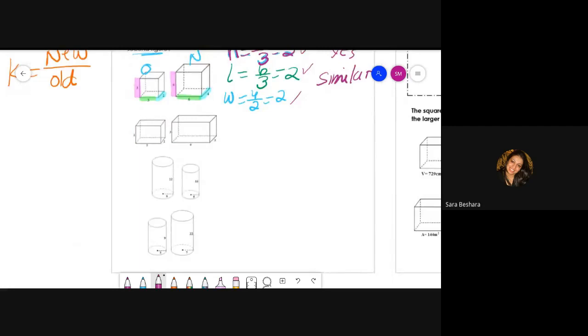I'll skip the next prism. You can try it on your own to find if they are similar or not. Pause the video and see if you can try that again. L with L, H with H, W with W.